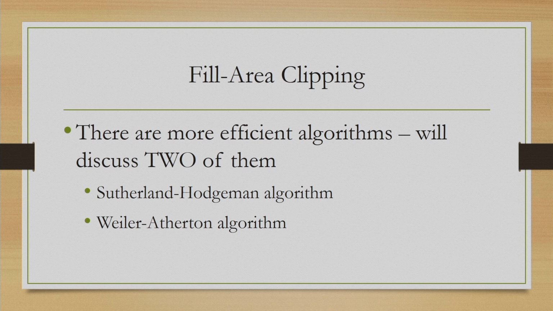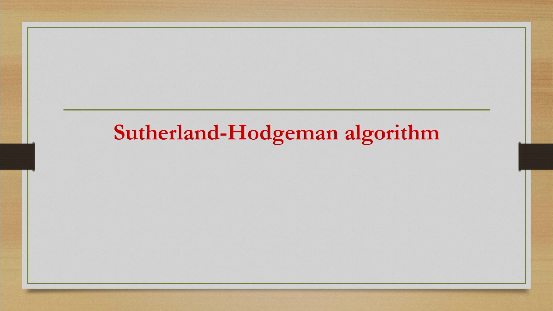There are in fact many efficient algorithms proposed for the purpose. In this lecture, we are going to discuss two of those approaches. One is Sutherland-Hodgman algorithm and the other one is Weiler-Atherton algorithm. Let us try to understand these algorithms. We will start with the Sutherland-Hodgman algorithm. What does this algorithm do?